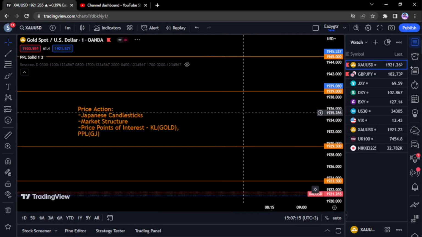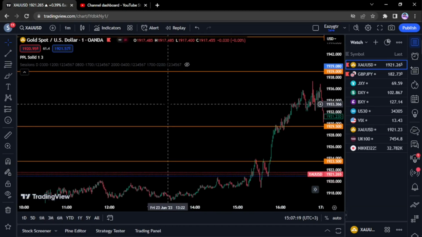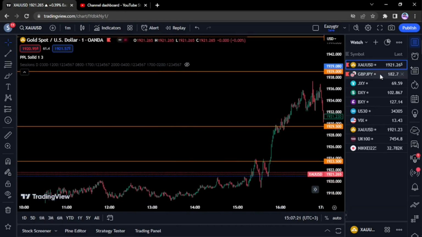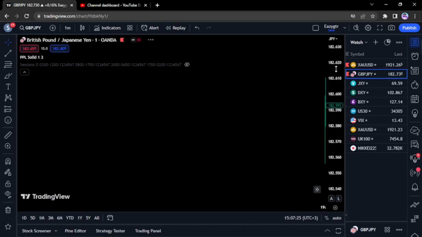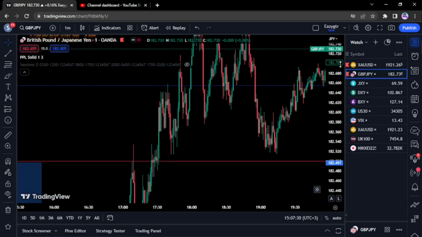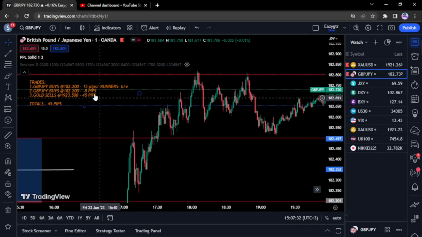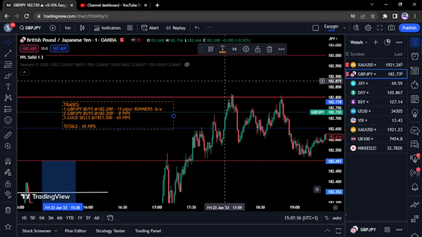So finally, price points of interest. Once again, these are our key levels, PPLs. So for GJ, we have the PPLs. These are just psychological price levels, which have been known to work beautifully on GJ. These are where I look to execute when I'm taking trades. So ignore this, these are just the trades we took on Friday. I had 45 pips in total.